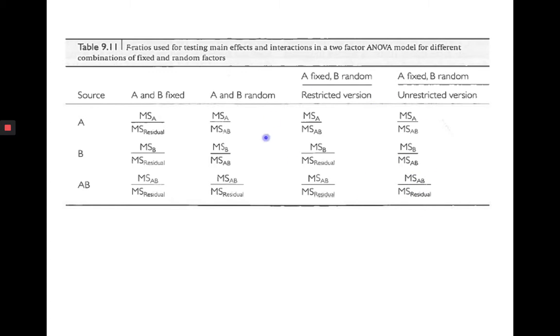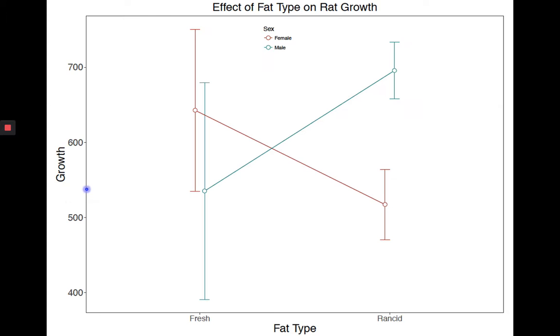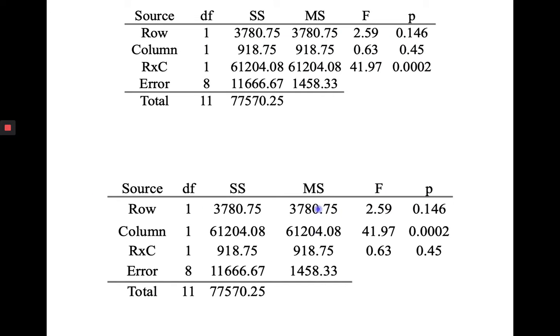So this is how you would calculate F statistics for evaluating whether the main effects and the interaction effect are significant. And so in this system here, since we're treating both of these as fixed effects, all the F statistics are calculated by dividing the mean squared of row by the error, mean squared column by the error, and the row by column interaction by the error to get these F statistics.